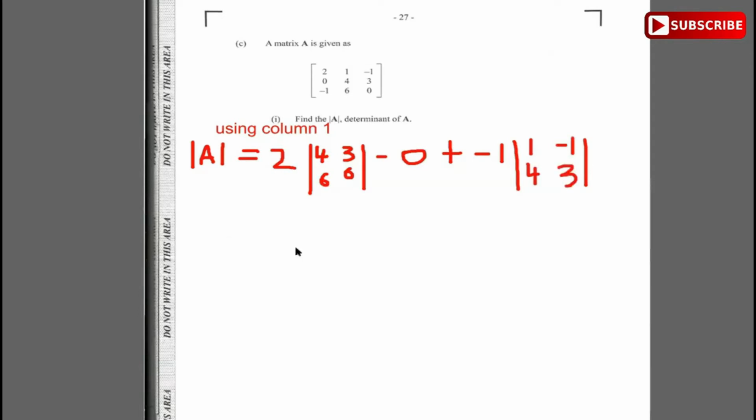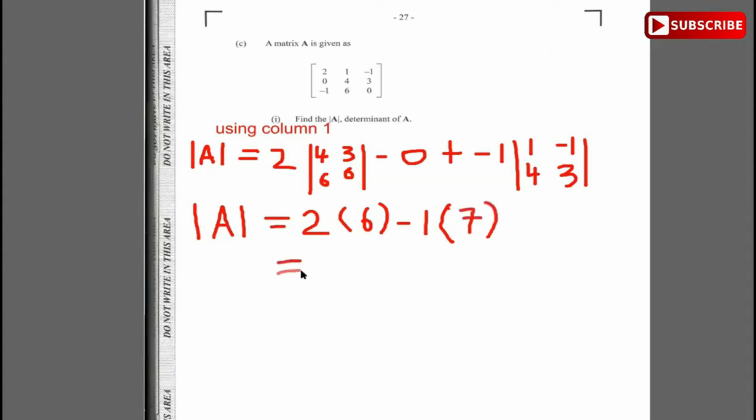And so the determinant of A is working out to be equal to 2 times, now 4 times 6 is 24, minus 3 times 6, that's 24 minus 18 is 6, 2 times 6 is 12, minus 1 times, now this is going to be 1 times 3, minus 4 times minus 1, that's 7. So the determinant of A is 2 times 6 minus 1 times 7, that's 5. The determinant of the matrix A is 5.